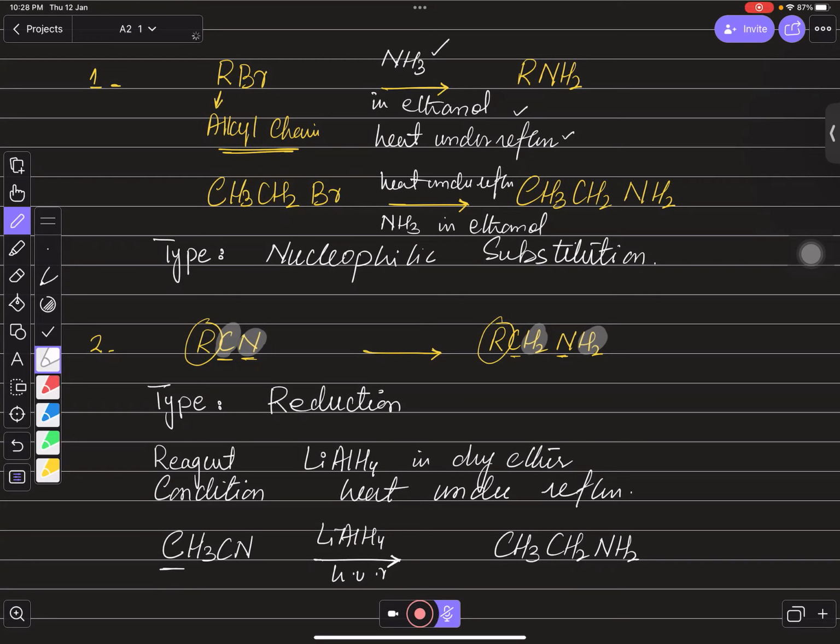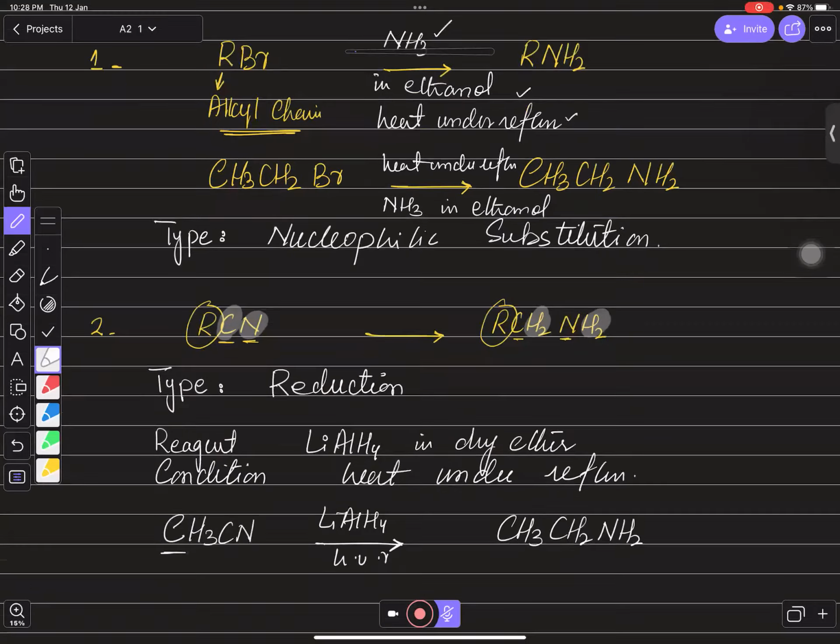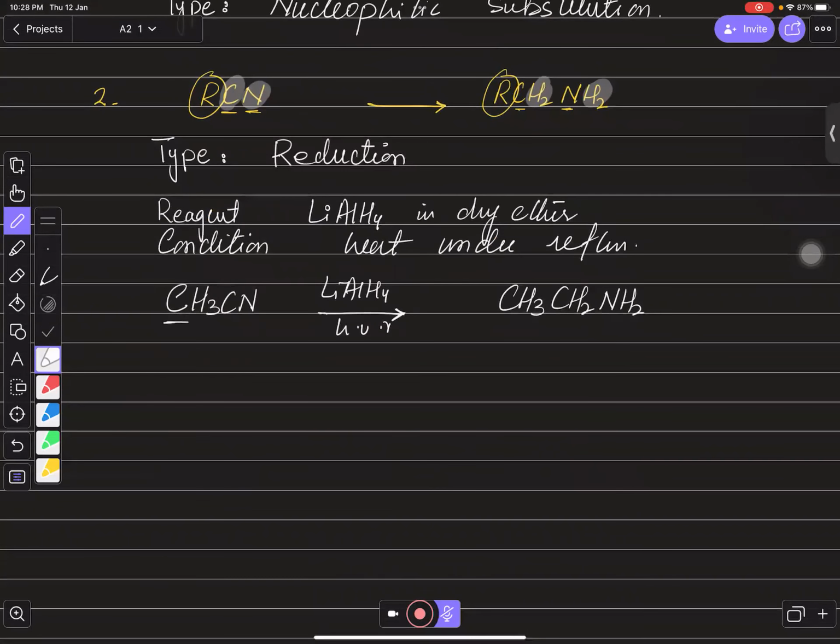We actually add nitriles in the compounds, so the number of carbons in the chain can be increased, right? Let's see what I'm trying to say. For suppose you have CH3CH2Br. You can form CH3CH2NH2 directly by this. You can form CH3CH2NH2 by this.